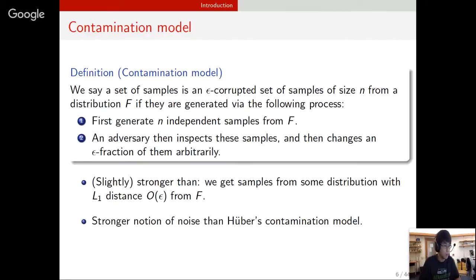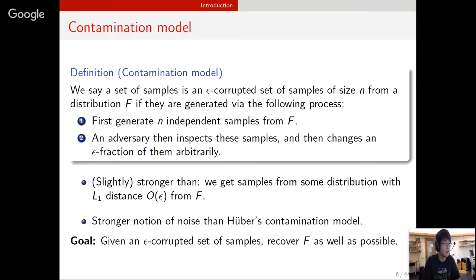Also, this notion of noise is stronger than something known as Huber's contamination model, which is a very classical notion of noise. I won't define it, but it's good to know. And the goal of agnostic learning, or robust learning, is, given an epsilon corrupted set of samples, recover f as well as possible.